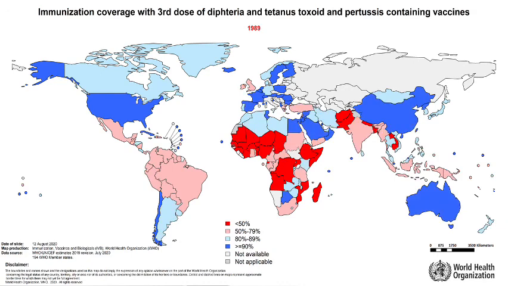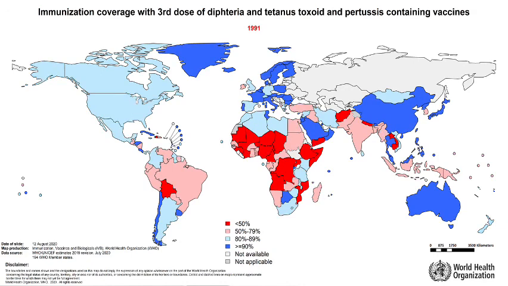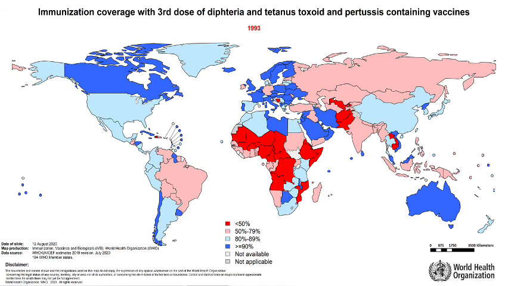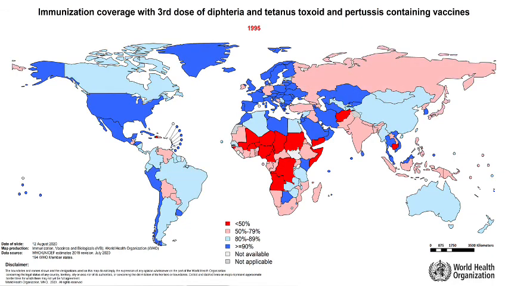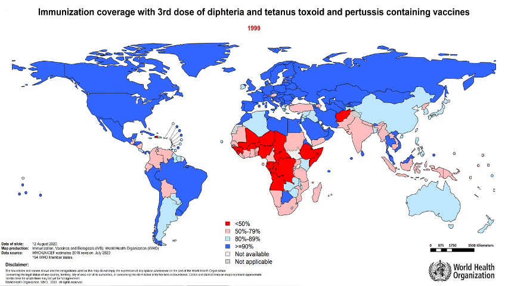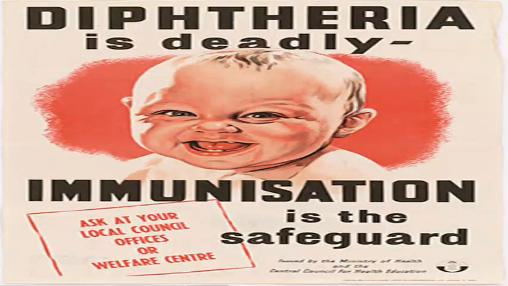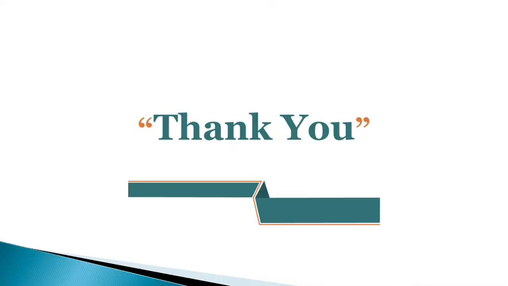You can see with changing times, India is also showing increase in the coverage, and in 2018 to 2019 the coverage has been up to 90%. Diphtheria is deadly and immunization is the only safeguard. Thank you.